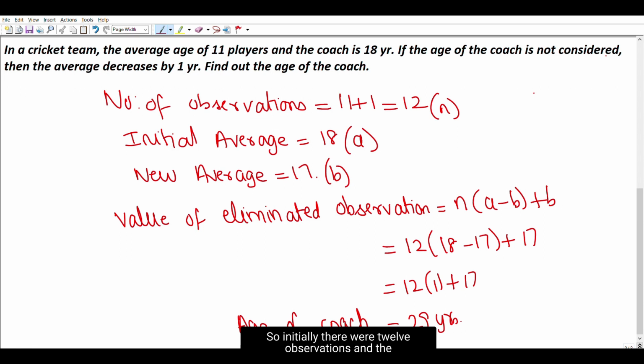So initially there were 12 observations and the average of those 12 observations was 18, out of which we eliminated the coach from consideration and the average had dipped down to 17. We had to find the age of the coach. We know that the value of the eliminated observation is equal to n of a minus b plus b. From the question we found the values of n, a and b. By substituting them in the necessary places, we found out that the age of the coach is 29 years.